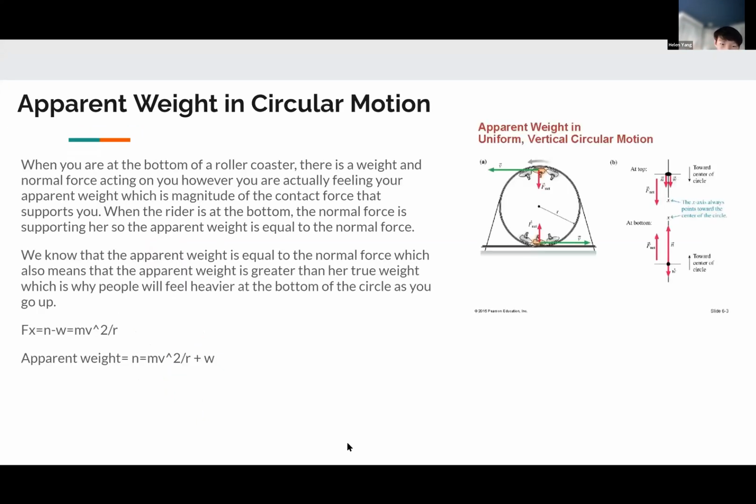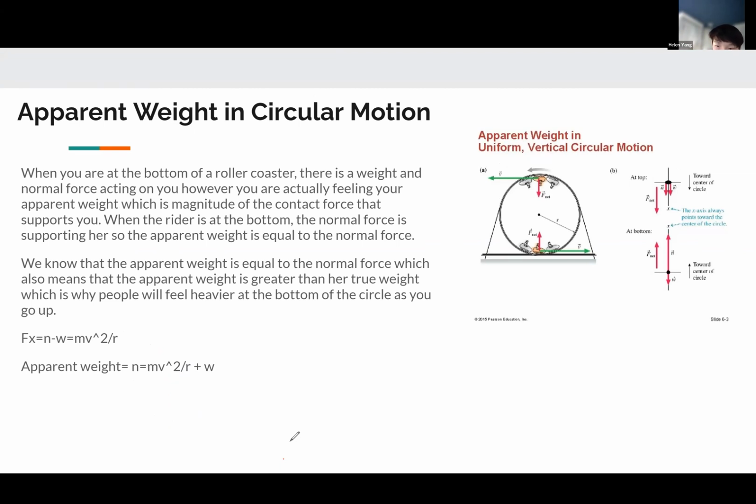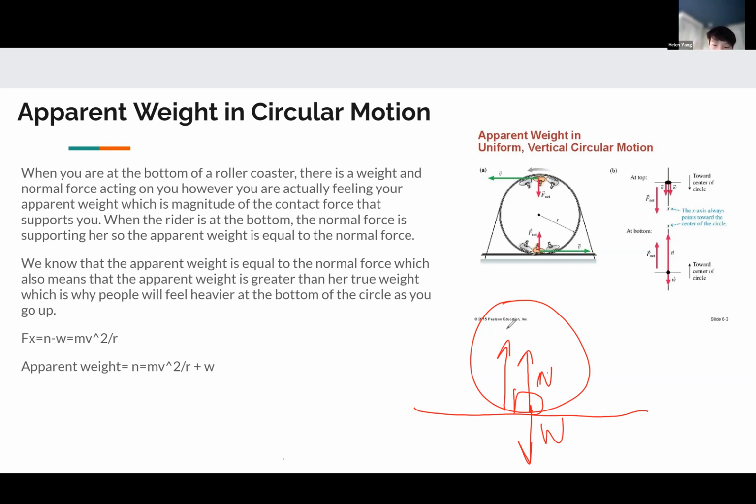First, I'll be explaining why you feel heavier when you're at the bottom of a roller coaster. When you're at the bottom of a roller coaster, there is a weight and normal force acting on you. In this diagram, I'll draw it again. If you're right here, first of all, there's a normal force and also a weight force that act on you. And there's also another force, which is the centrifugal force, so FC. However, you are actually feeling your apparent weight, which is the magnitude of the contact force that supports you.